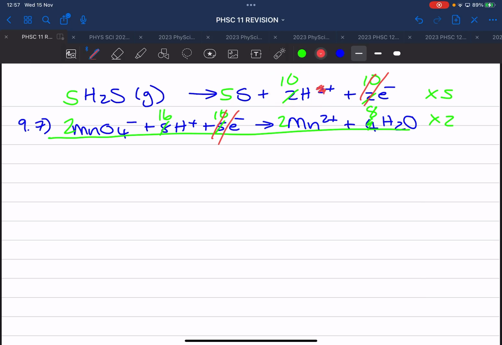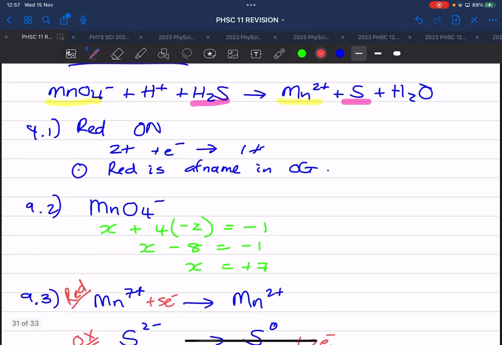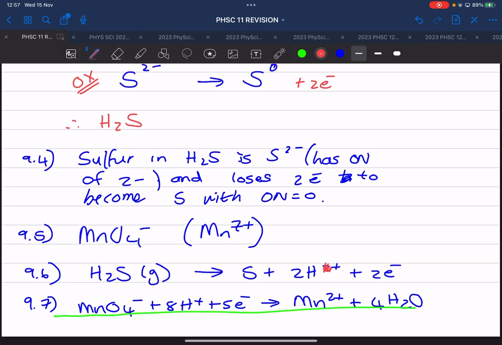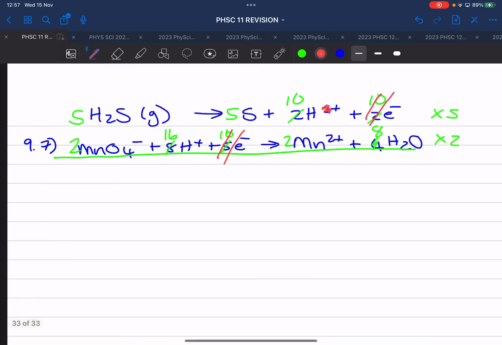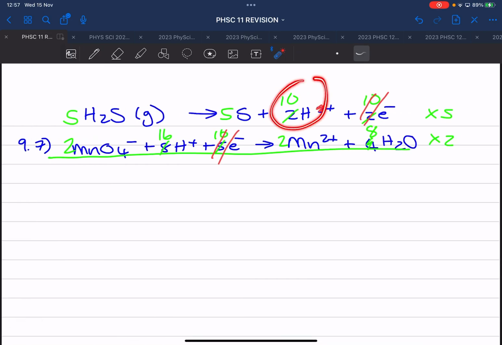Hoekom keer niemand my nie? Hierso. Anyway. Okay, daar is 10 waterstowwe. There's 16 hydrogens, hydrogen ions. So hierdie een word helemaal uitgescratch en hierdie een word net 'n 6.